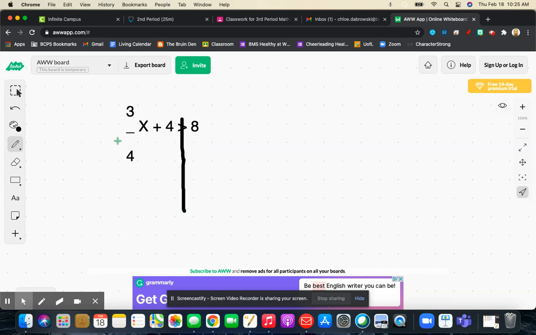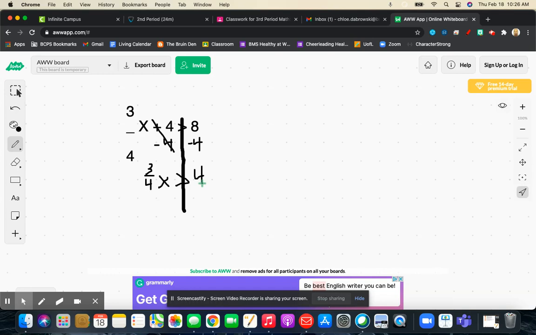And after that, we solve this just like we normally would. If this said 3x plus 4 is greater than 8, we would subtract 4 from both sides. So we would take away 4 from both sides. Plus 4 and minus 4, those equal 0. So we are left with 3/4 x is greater than 8 minus 4, which is 4.